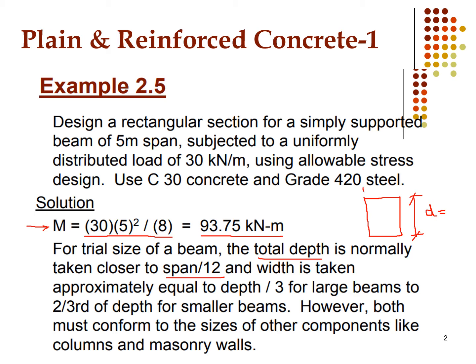Now the next thing is we need to assume the width of the section, which is B. For initial assumption, we can say that B is equal to depth by 3. Whatever depth we got, divided by 3, we can assume the width equal to that. We are initially assuming these B and D, but later on we will check for various criteria as well.